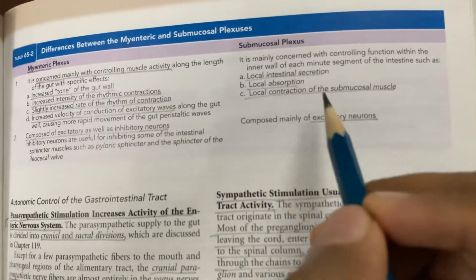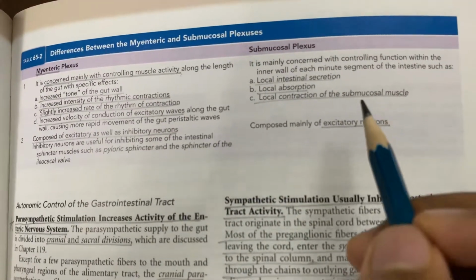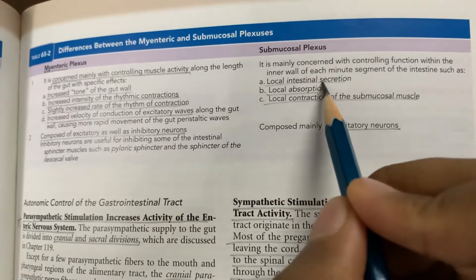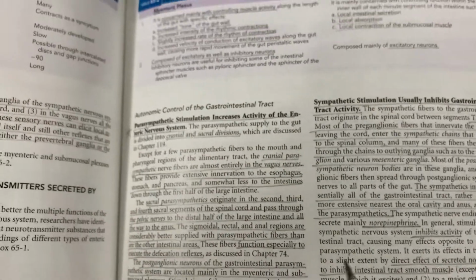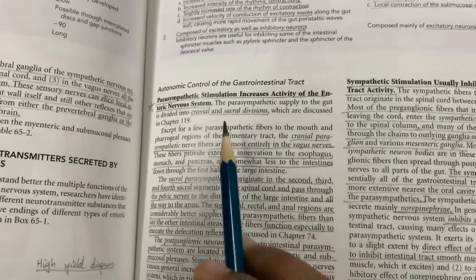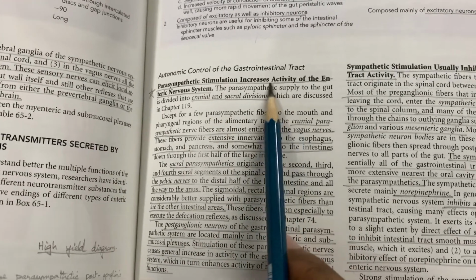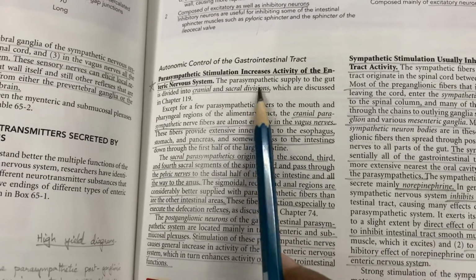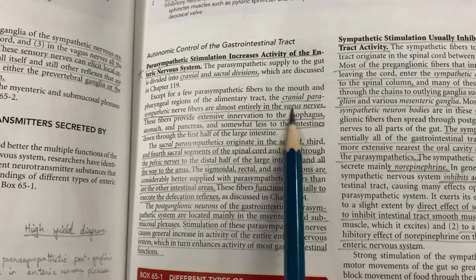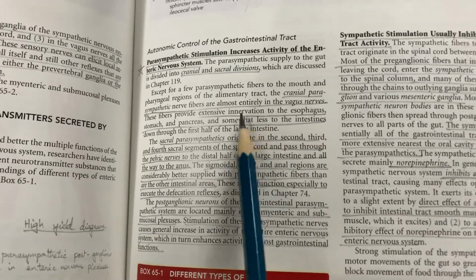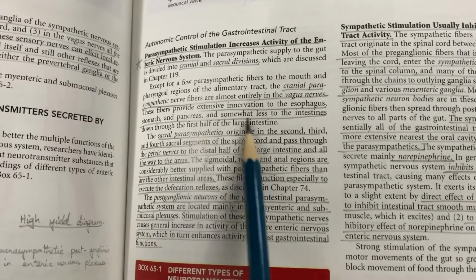And in the submucosal plexus, you mainly have excitatory neurons, and they are concerned with local absorption, local secretion, local contraction of the smooth muscles. And then the parasympathetic stimulation increases the activity of the enteric nervous system. It is a craniosacral outflow. So the cranial parasympathetic nerve fibers are almost entirely in the vagus nerves. Okay, they extensively innervate the esophagus, the stomach, the pancreas, etc.